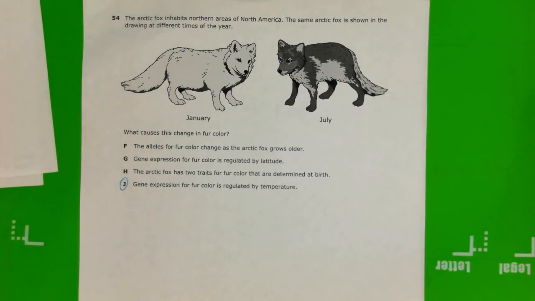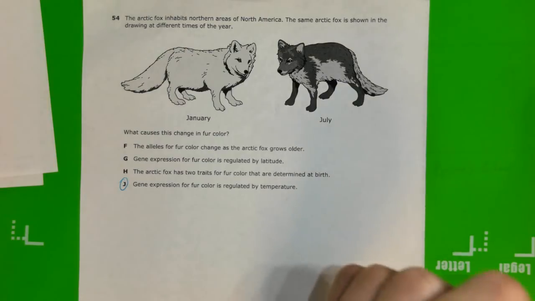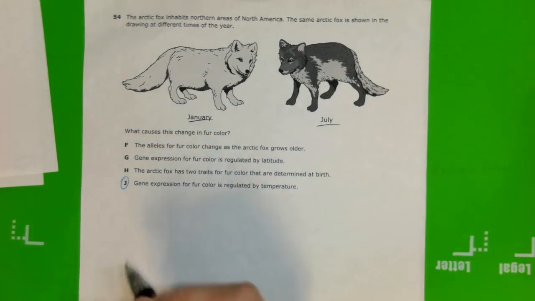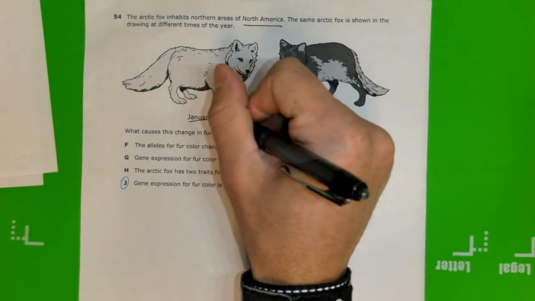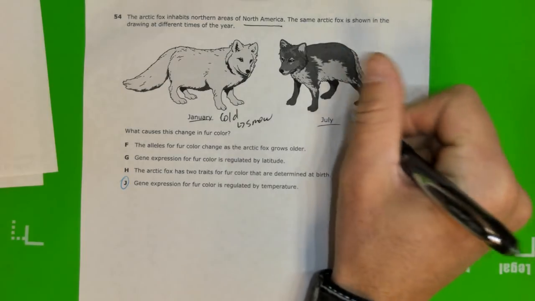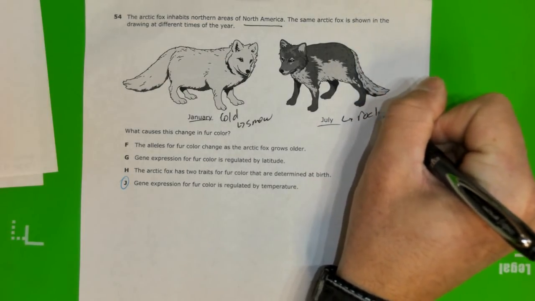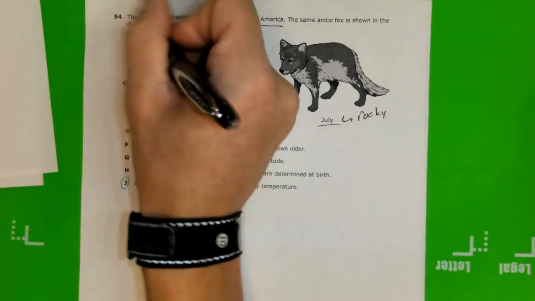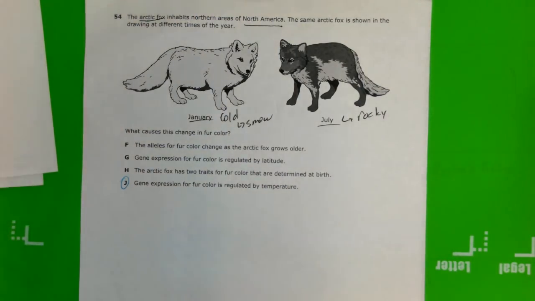So the Arctic fox inhabits northern areas of North America. The same Arctic fox is shown in the drawing at a different time of year. So what causes this change in fur color? Well, okay, so let's look at what the question's telling us. We know this is January and July, and it's in North America, so it's going to be colder here. Well, cold leads to what? Leads to snow. Okay, well, when the snow melts, we get rocky environments. Think of mountains. It's an Arctic fox, so it's probably up north. There's lots of rocks, lots of mountains.